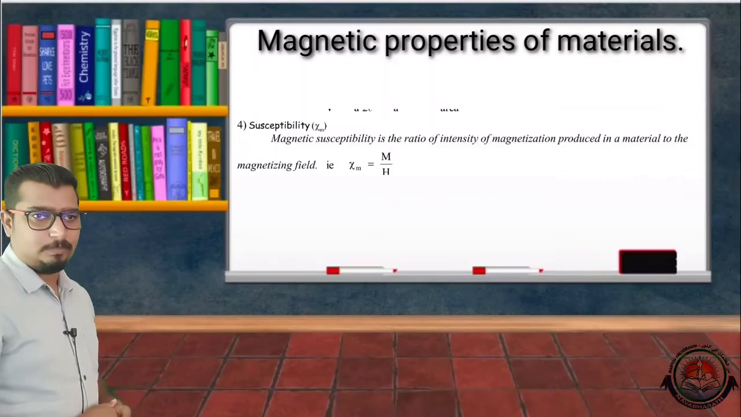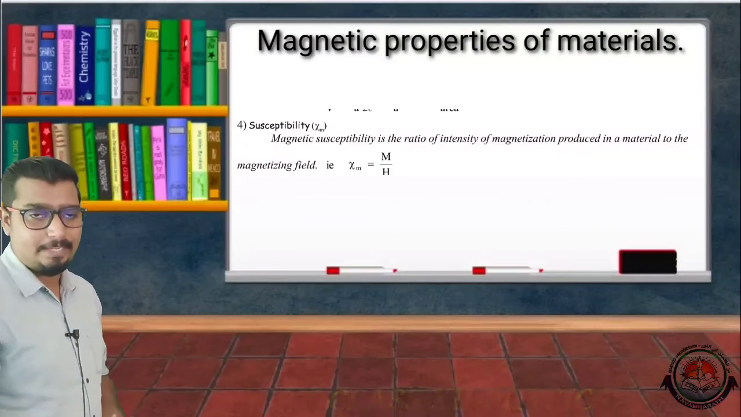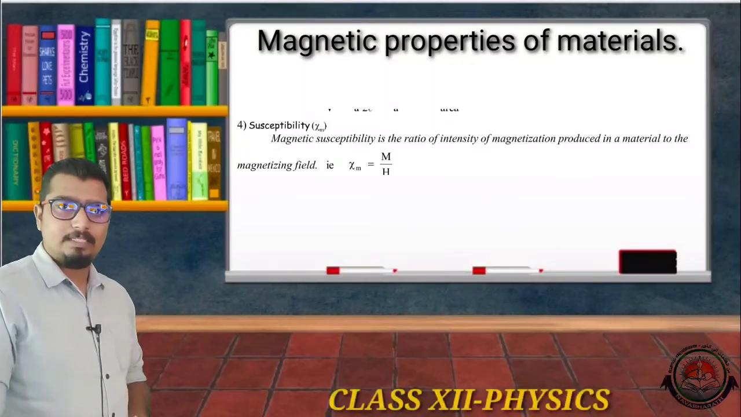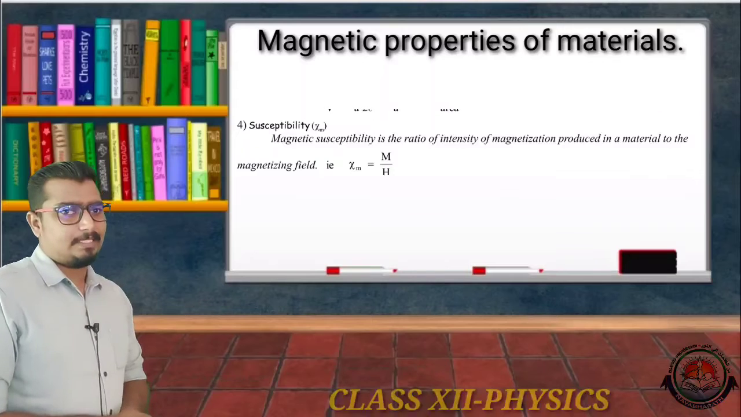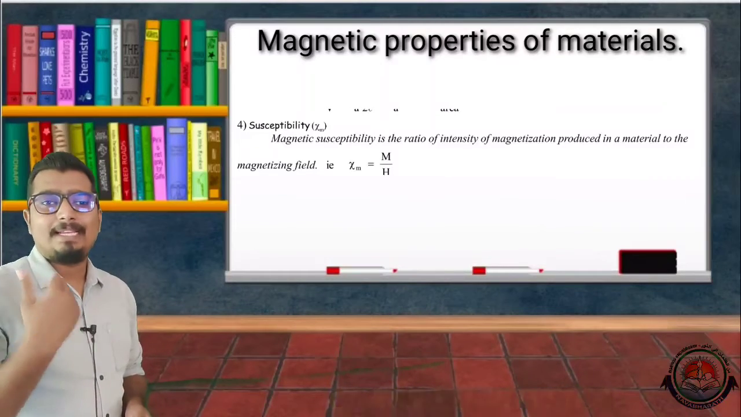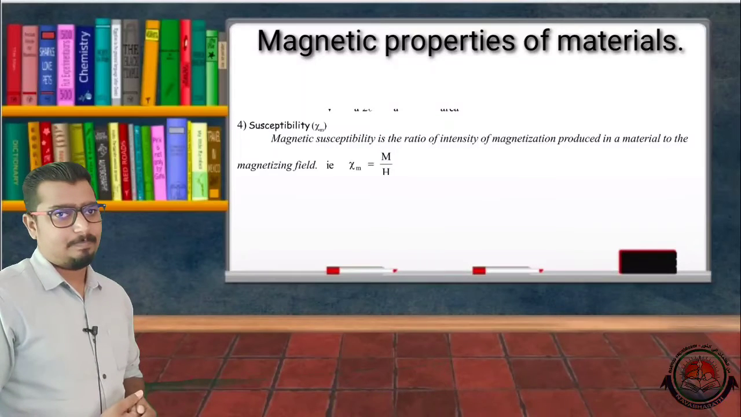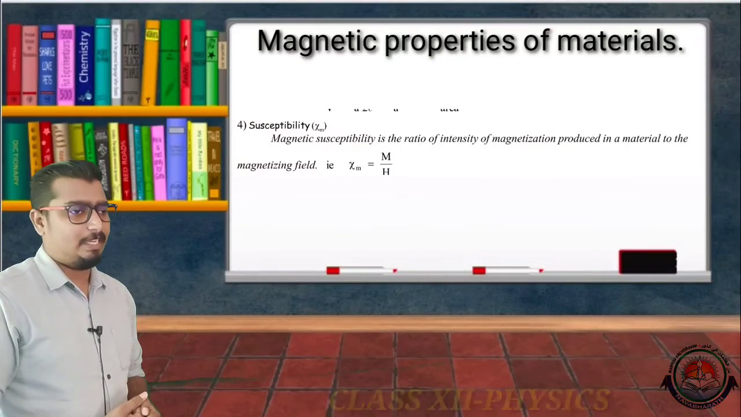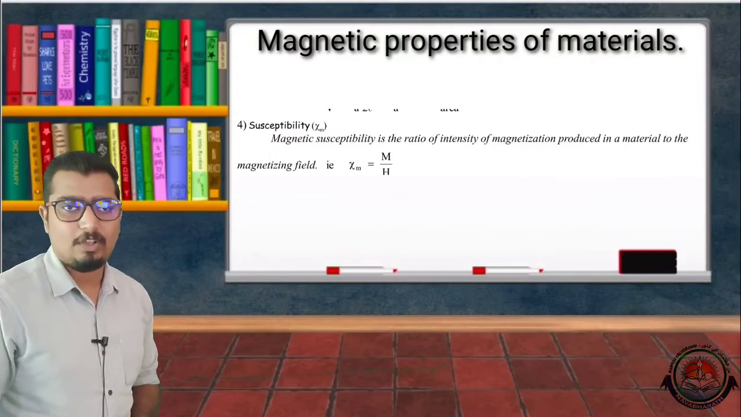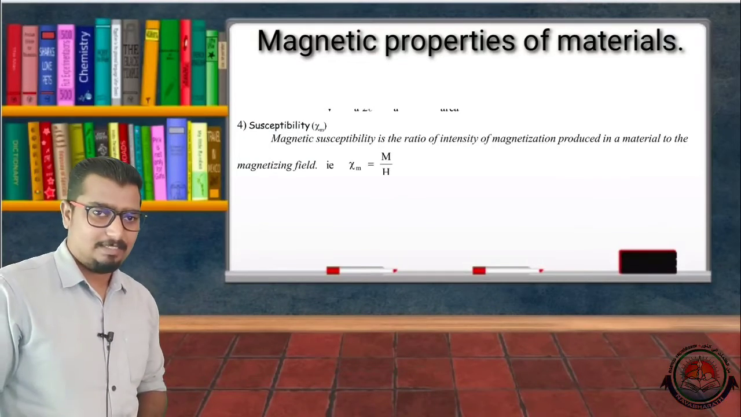Chi m equal to M by H, not mu by H. Here M is the intensity of magnetization, and what is H? H is the magnetizing field. Clear? These are the magnetic properties of materials.